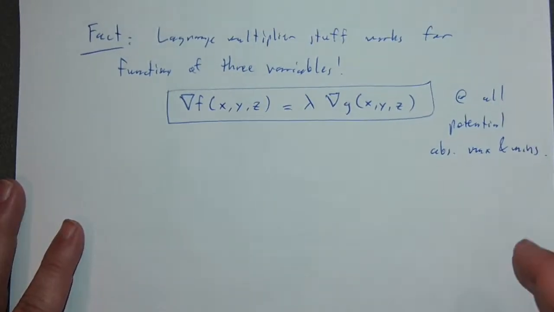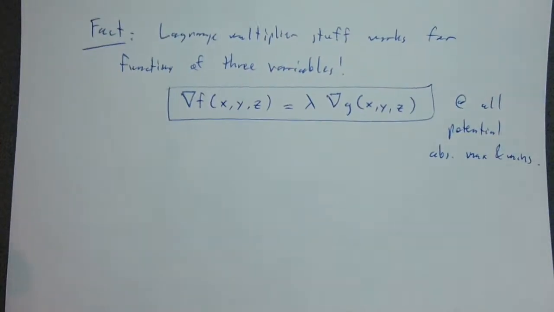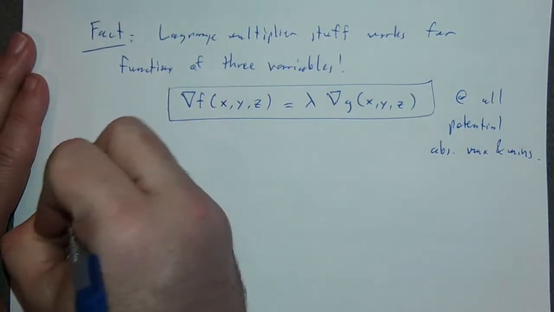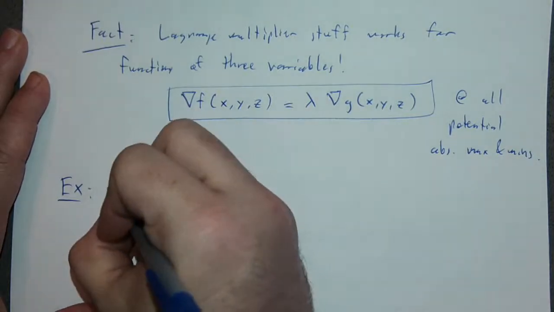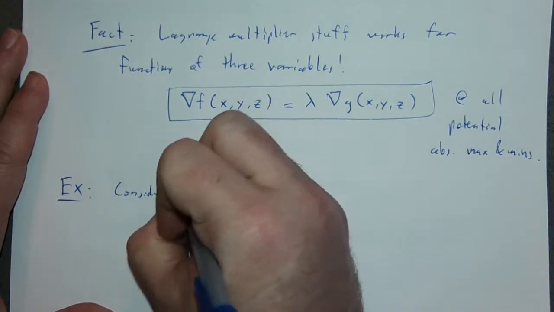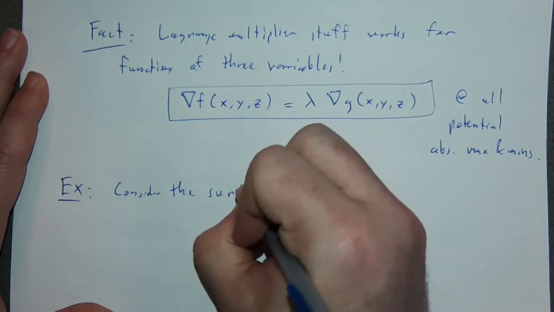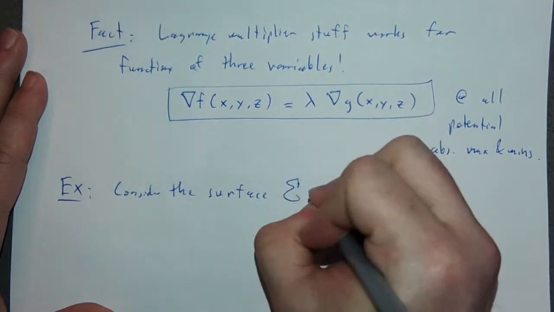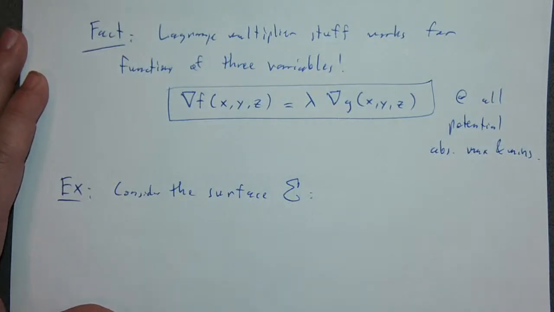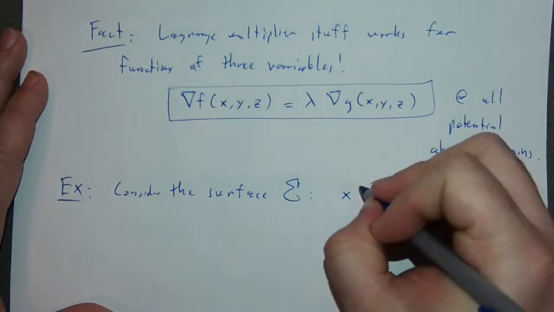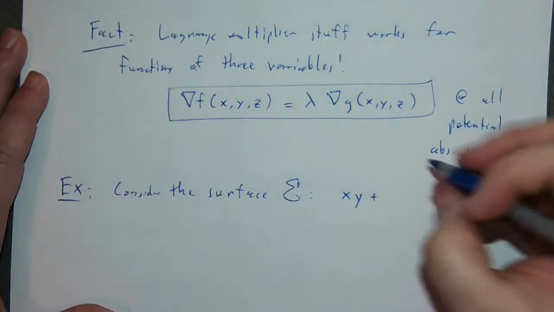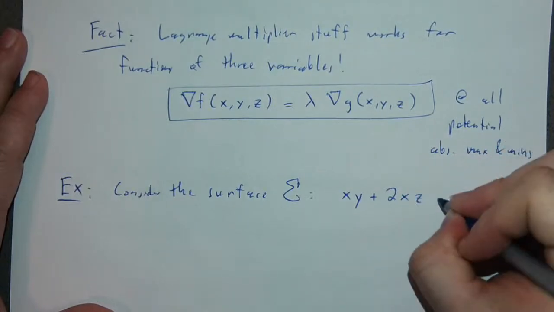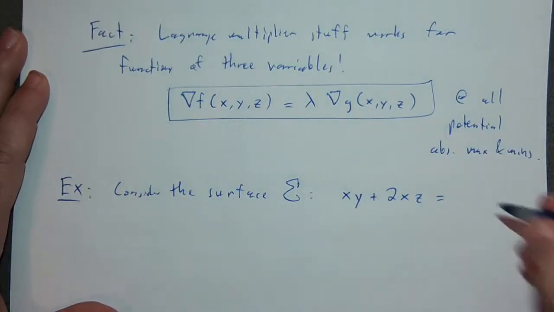So let's consider the following example. Consider the surface sigma, which is defined by the equation. It's the level surface that is given to us as xy plus 2xz is equal to 5 root 5.